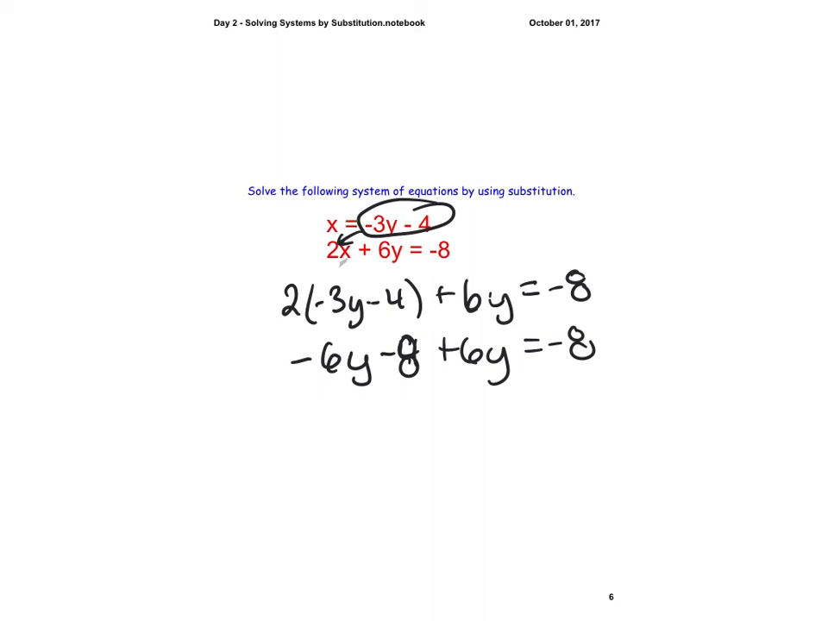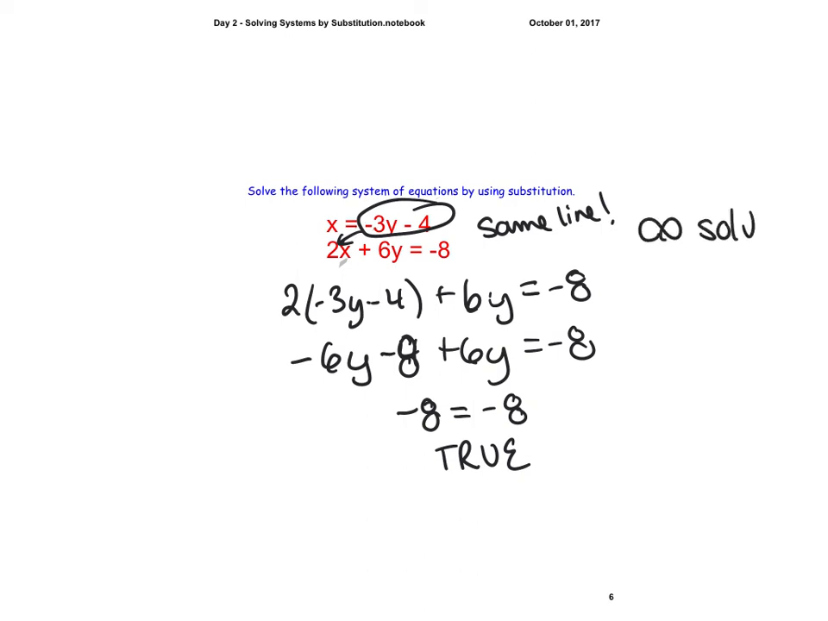Well, the negative 6y and the positive 6y are going to cancel. And negative 8 equals negative 8 is a true statement. So this must be the same line. And if you multiplied that top line by 2, you'll see that the numbers are the same. So it's the same line we learned in our last lesson. That means infinite solutions, because if it's the same line, they touch each other an infinite amount of times. Anything that's on the line is a solution.